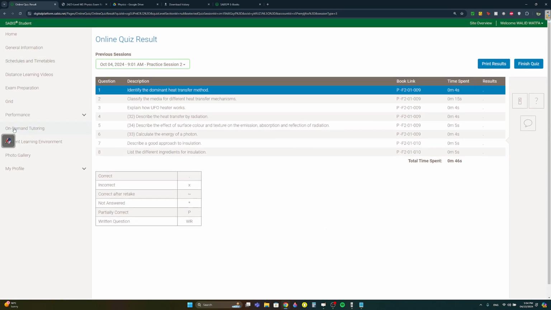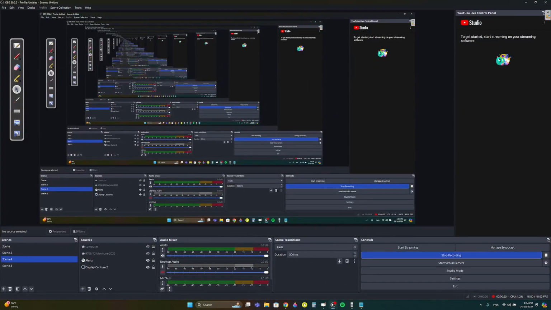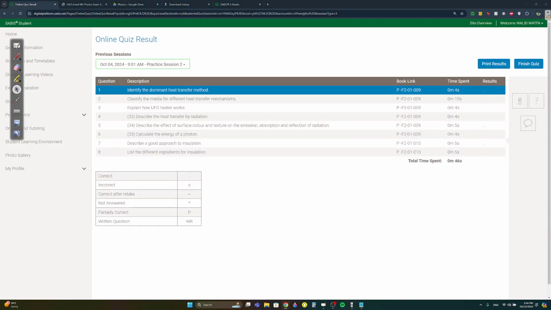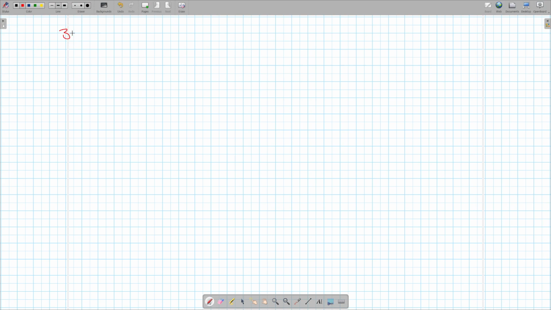Okay. To summarize quickly, we have three types of heat transfer, right? What are they? Conduction, convection, and radiation. This is a quick summary.